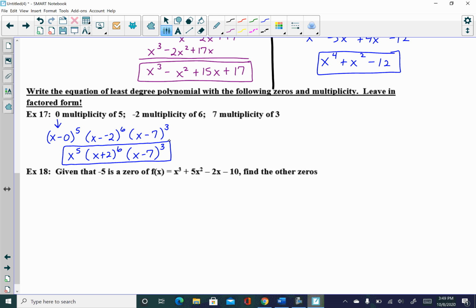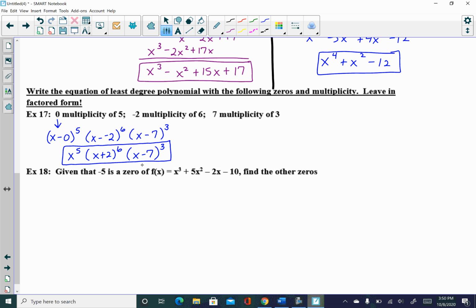That's your polynomial, okay? Hopefully you're starting to see the correlation here that when negative 2 is a 0, then its factor is x plus 2. When 7 is a 0, its factor is x minus 7. So they're going in backwards, okay? Or opposite of what they are. All right, let's move on down to example 18.